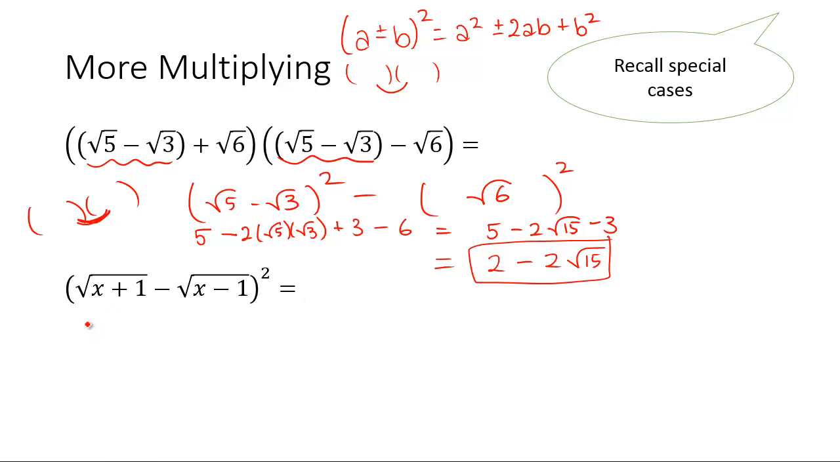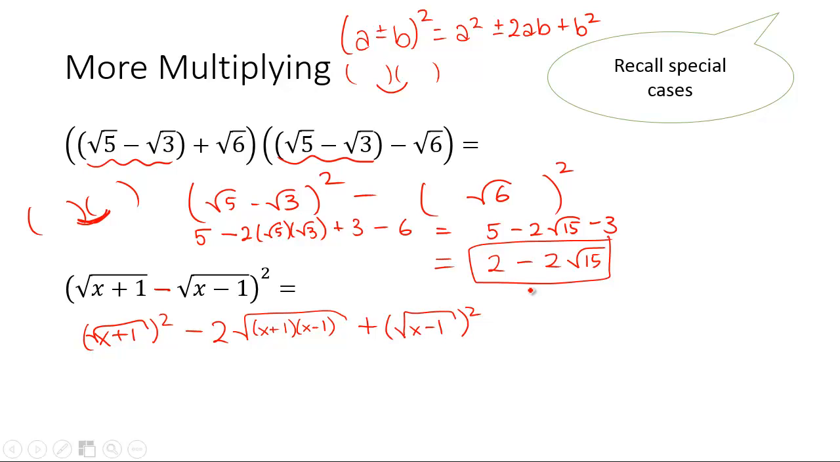So if we follow that, we get our root x plus 1 squared minus twice the root, which is x plus 1, x minus 1. That's the middle term. I just multiplied the root in there. And then plus the root of x minus 1 squared. So that's coming from this formula, but you could multiply it all out longhand. So this gives you x plus 1 minus 2 root.